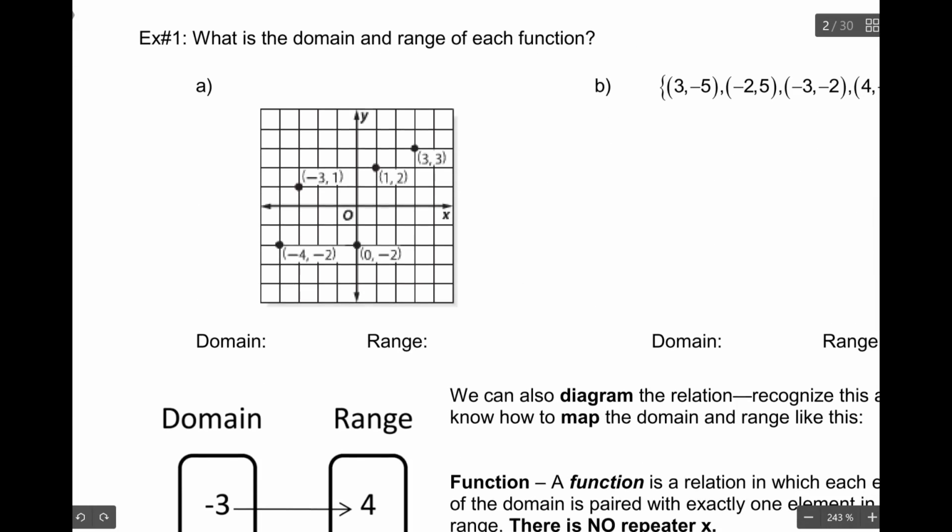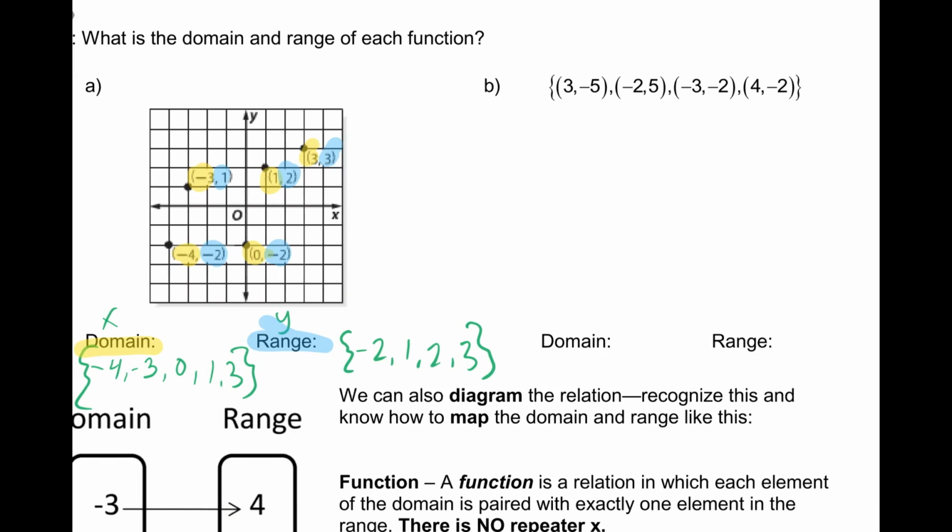We can try this one. What's the domain and range of each function? The domain is X, range is Y. The domain is going to be my X values, so -4, -3, 0, 1, and 3. My X values are the ones I highlighted. Those are my domain, while my range is my Y. The Y values are -2, 1, 2, 3, -2, but we only have to write the -2 once. So I'll write -2, 1, 2, 3. Up here, don't forget, we have X, Y. Let's find our domain. The domain is going to be all our X values.